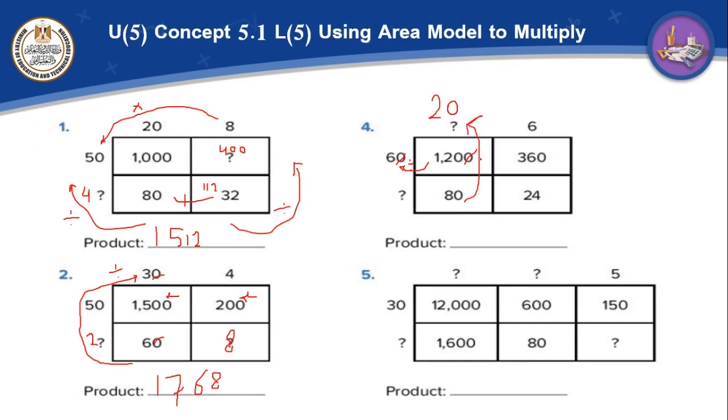80 divided by 20. Why? Ask myself, 20 by what equals 80? To get the missing number on the left-hand side of multiplication, you should make the opposite mathematical operation, division. The opposite mathematical operation of multiplication is division. So 80 divided by 20 equals 4. The number here is 4. Check 6 by 4 equals 24. So I'm correct. Then add all of them together.